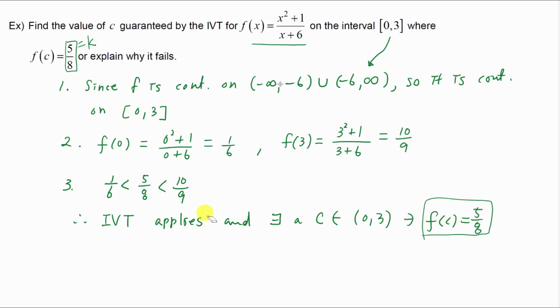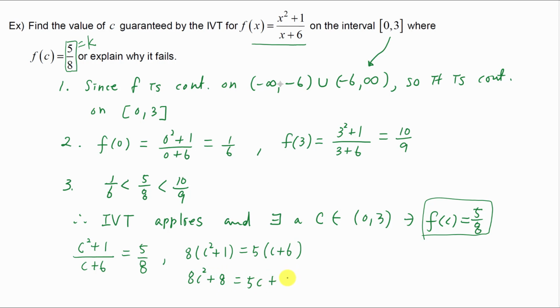So what do we do now? You just plug C into your function, set that equal to 5 over 8, and we find such a C. So let's go ahead and plug it in. It is C squared plus 1 over C plus 6, which is equal to 5 over 8. And how do you solve that? You can cross multiply and set them equal. So then you will have 8 times C squared plus 1 equal to 5 times C plus 6. It's quadratic now, right? So it's 8C squared plus 8 equals 5C plus 30. And then since it's a quadratic, let's set it equal to 0.